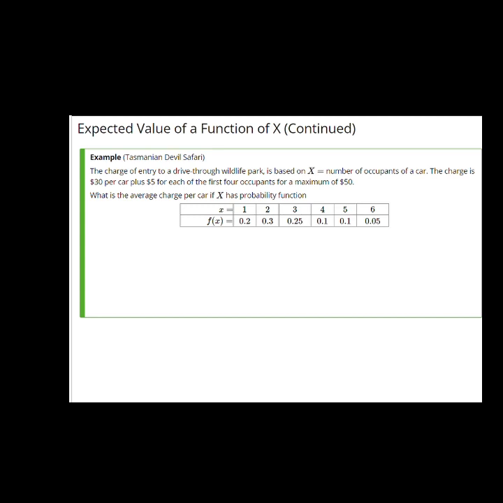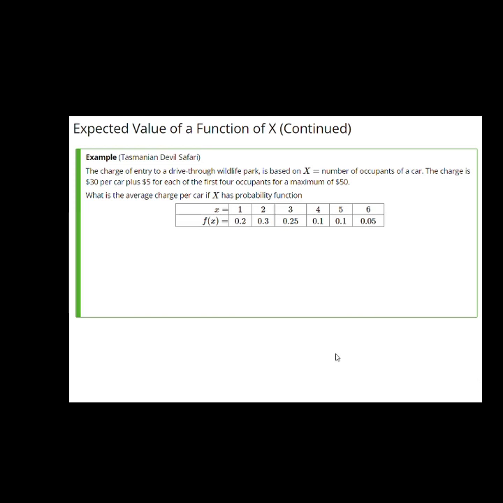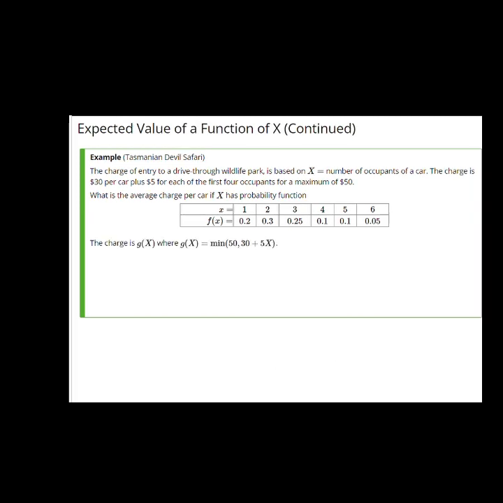Of course, there has to be at least 1 occupant of the car. That probability is 0.2. 2 occupants has probability 0.3. Up to 6 occupants, which has probability 0.05. The charge applied to such an automobile is g of x, where x is the number of occupants of the car, and the function g of x is the minimum of 50 and 30 plus 5x.